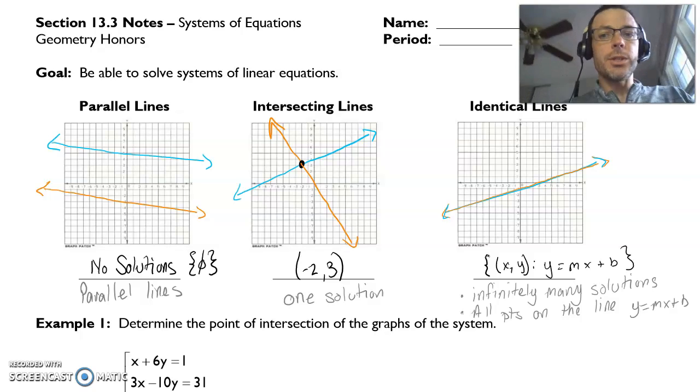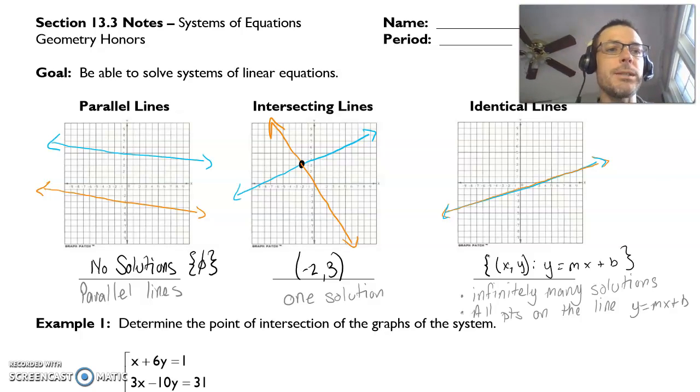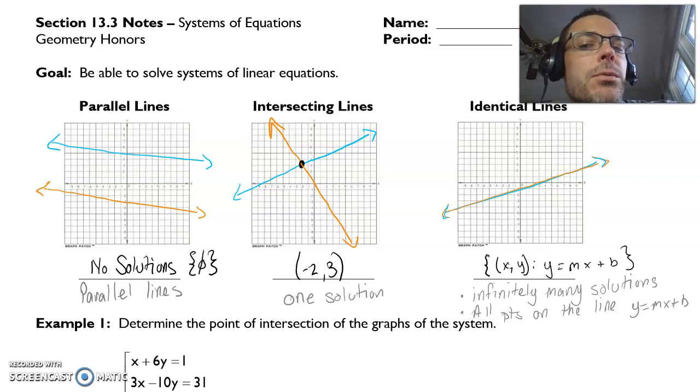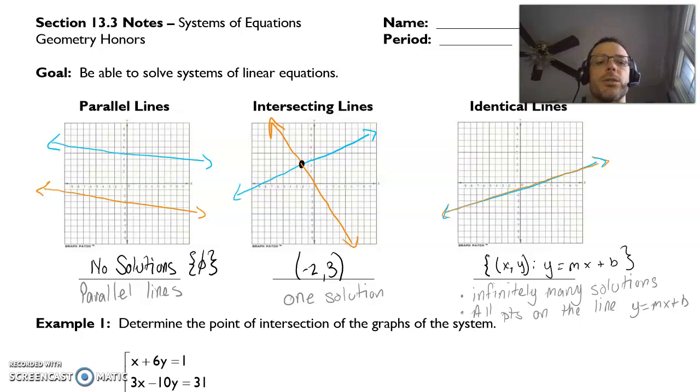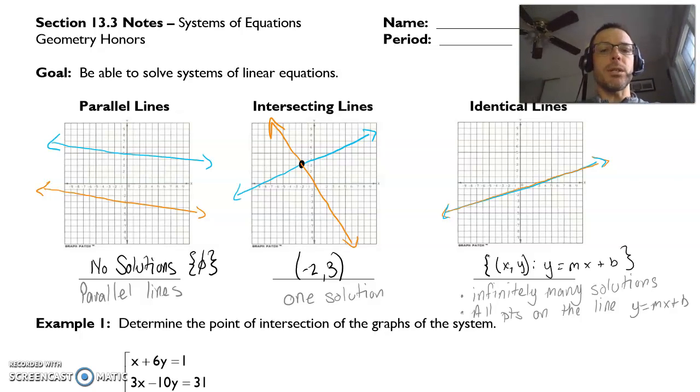Welcome to section 13.3. Today we're going to talk about systems of equations. I have tried to scale this back a little bit so that we're just doing some brief review of some ideas that we've talked about all year, and then kind of introducing a couple of new ideas, new topics that might be a little bit different but involve some circles or some other types of equations as well.